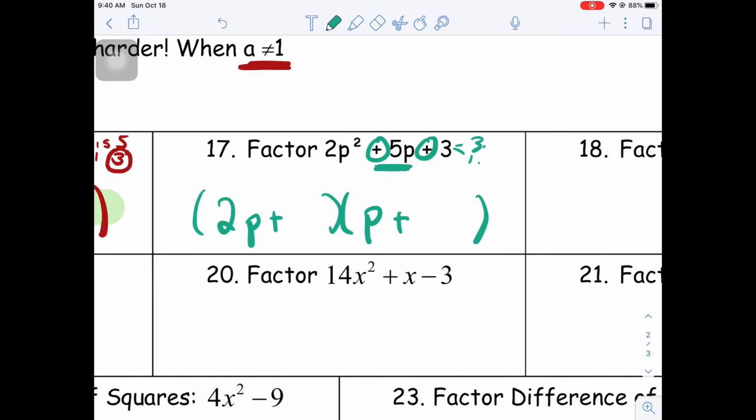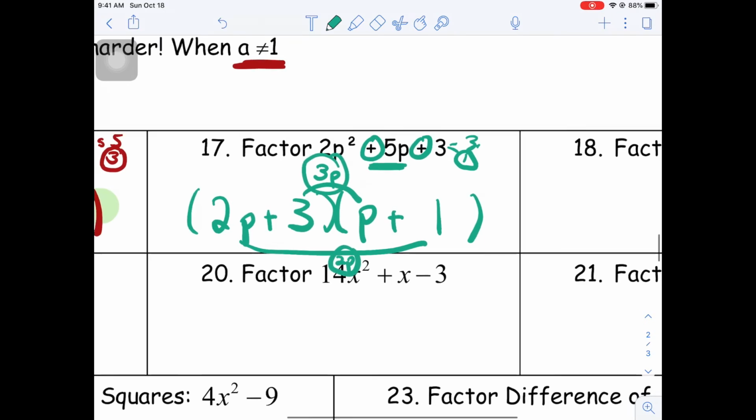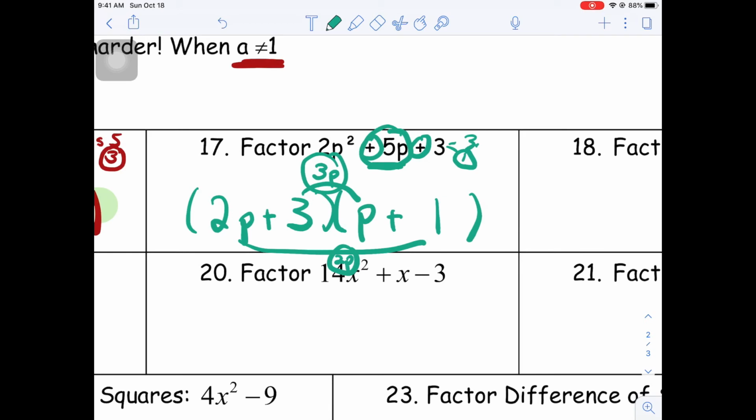Okay, so if we multiply one of these values by 2, is it going to give us positive 5 in the middle? Well, if we multiply 2 by 3, that gives us 6, so we're already too big if we add it together. But if we multiply 2 by 1, that would give us 2, so then 2 plus 3 would give us that 5 in the middle. The way to check these, 3 times p is 3p, 2p times 1 is 2p, right? 3p plus 2p gives us 5p. And we're good.